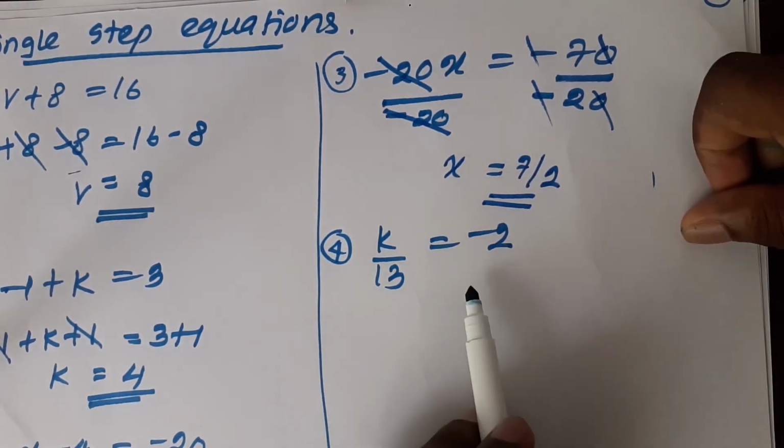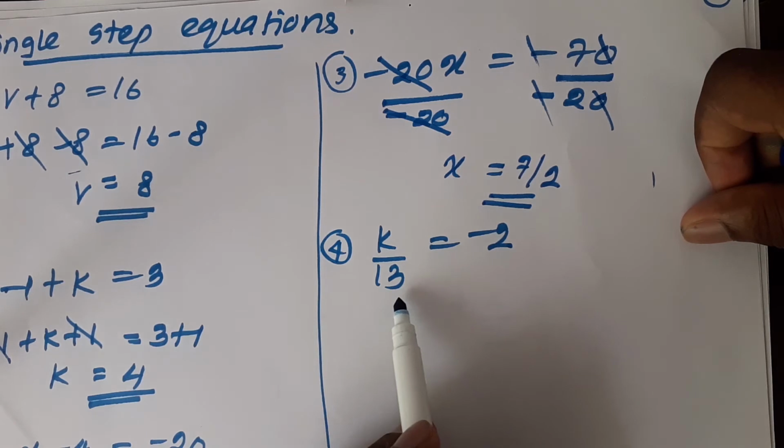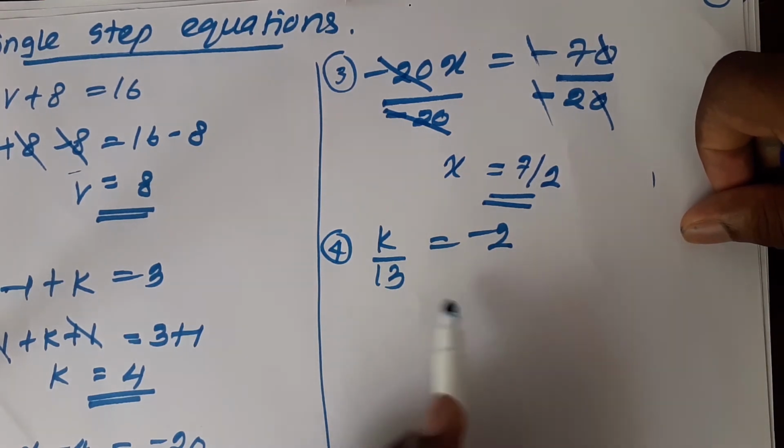k over 13 equals minus 2. Now I have to remove 13 from this side, so I simply multiply both sides by 13.